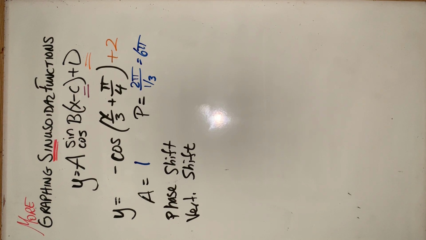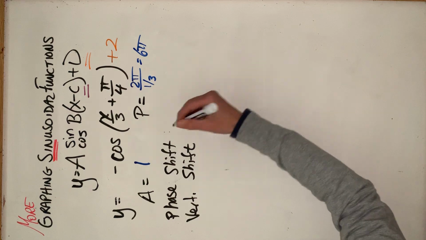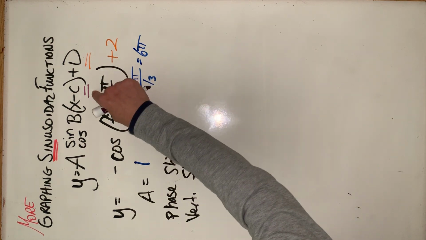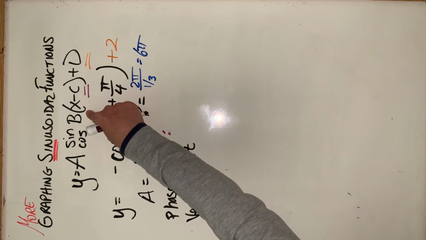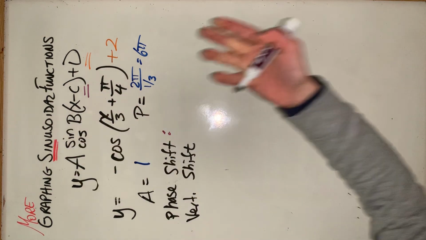Okay, now what's the phase shift? So our phase shift, we have to be careful, right? Because remember that the phase shift is C, and that C value can only be identified if the coefficient of x is +1, just like it's always been.